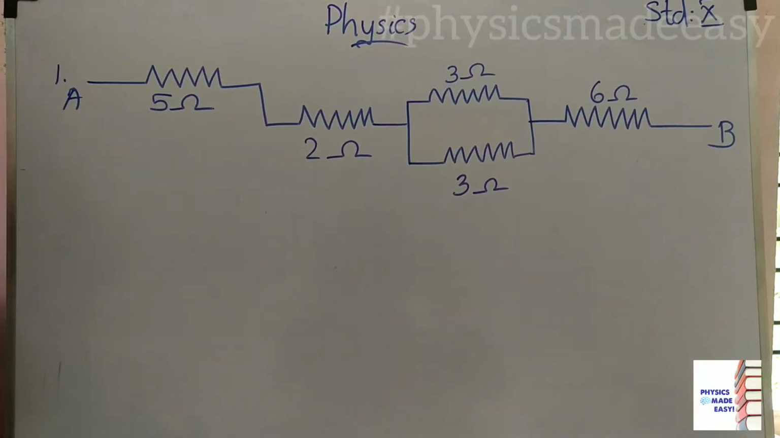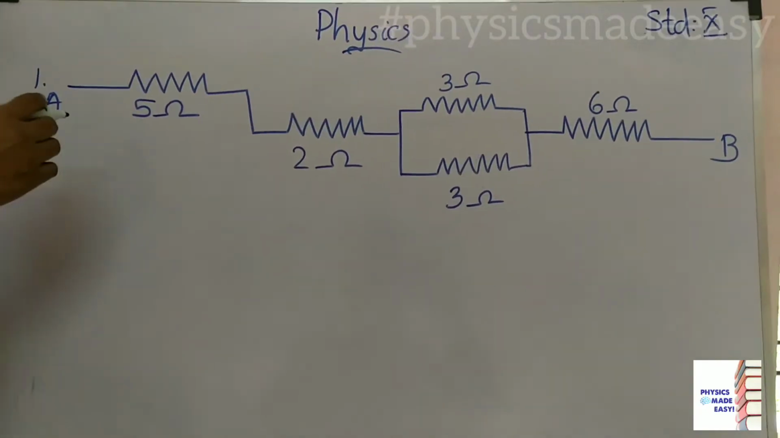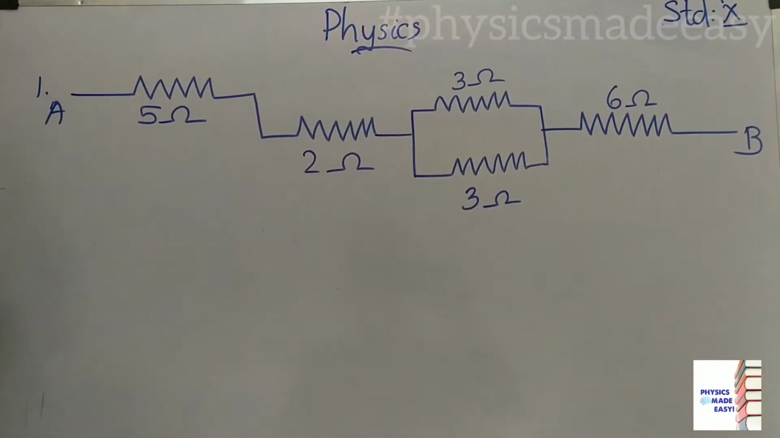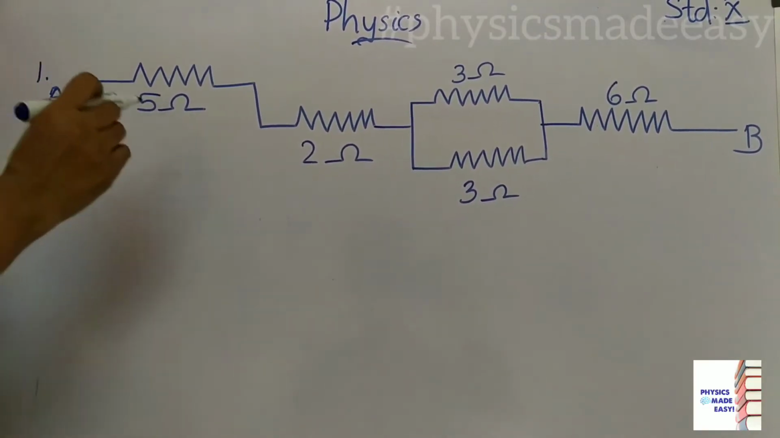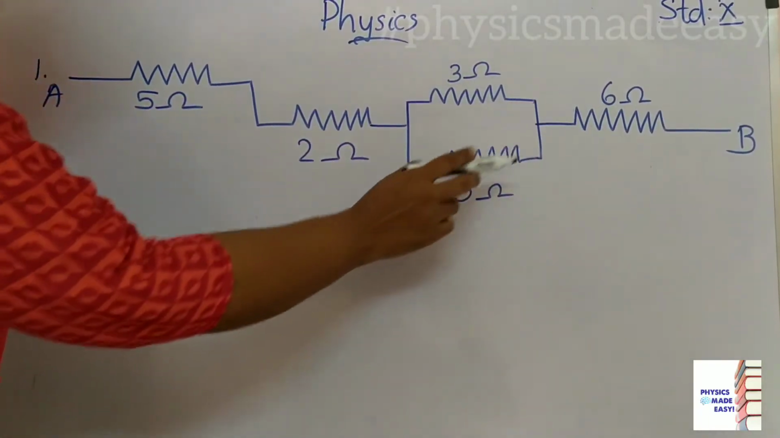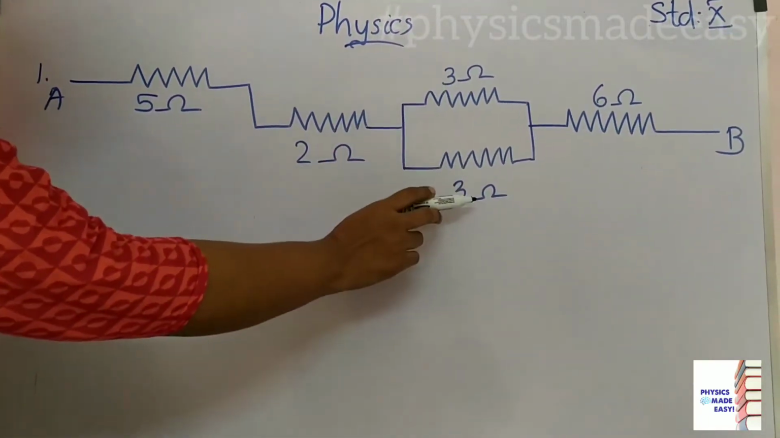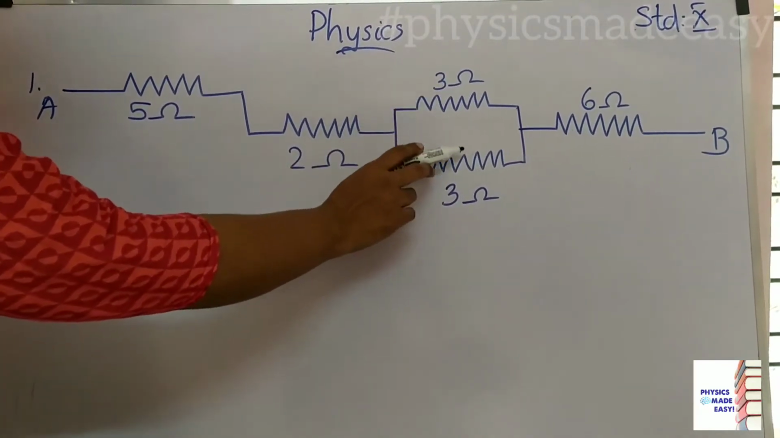Hello students, let us do some numericals. Here you can see a circuit, a combination you can see here. Now we are going to solve this. Here you can see 5 ohm resistor, 2 ohm resistor, 3 ohm, again 3 ohm, then 6 ohm. Here you can see these two resistors having resistances 3 ohm each connected in parallel.